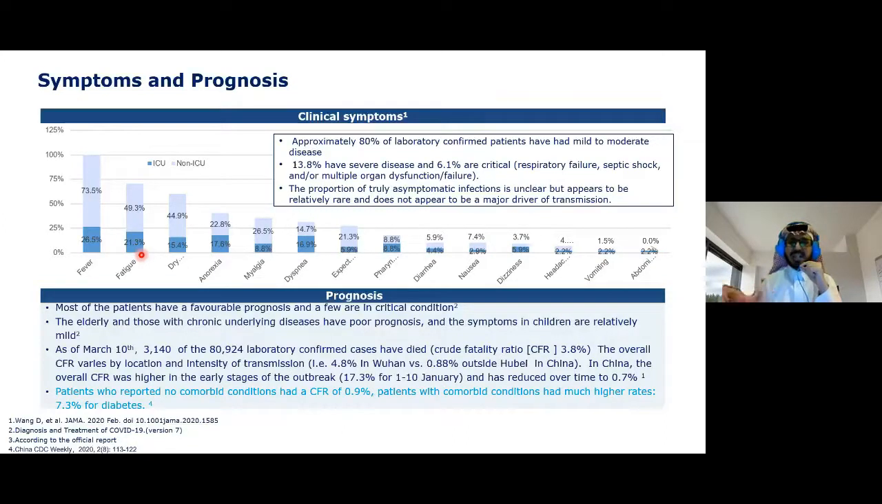Children have relatively mild to moderate symptoms. We don't see a lot of severe symptoms. If we start this journey on March 10, there were 3,140 deaths out of 80,000 laboratory-confirmed cases, with a fatality ratio of 3.8. Overall, the ratio was variable from location to location. For example, in Wuhan it was 4.8, but outside Wuhan it was 0.8. So we cannot judge exactly; it depends on the area.